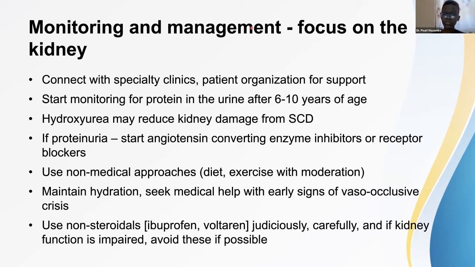Maintain hydration, because this is a problem I mentioned earlier that they suffer from. You should seek medical help once you see early signs of vaso-occlusive crisis. Use anti-pain medication for the pain they're experiencing during the vaso-occlusive crisis, like ibuprofen or Voltaren, judiciously and carefully. And if the kidney function is impaired, you should avoid them if possible.